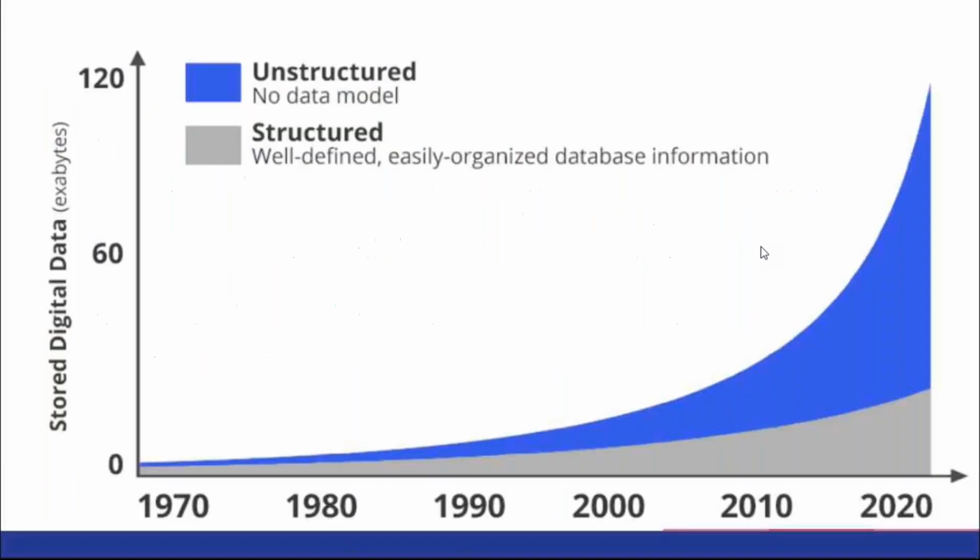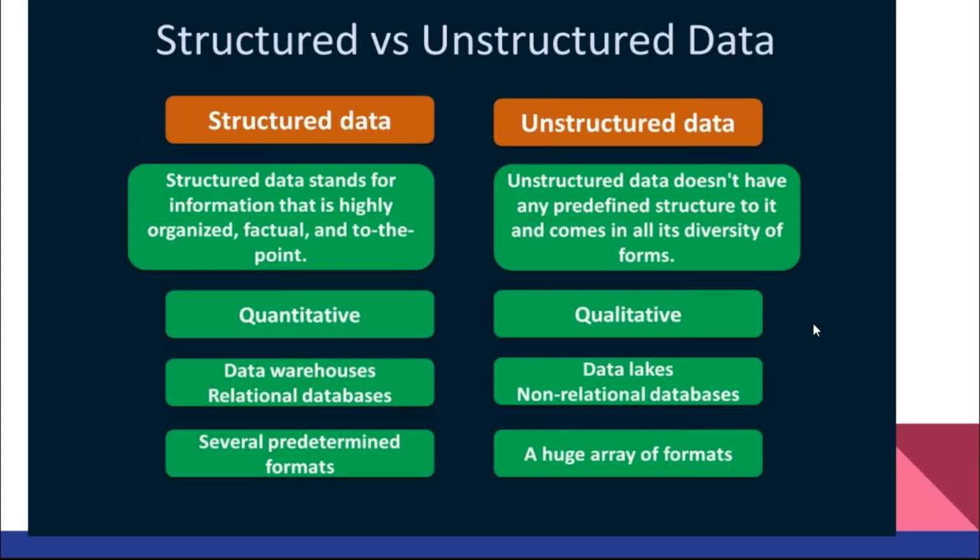And if you want to look at the graph, there is a difference between how the data is gathered in the structured and the unstructured form. You'll find that in 2020 and 2021 as well, 80% of the data is unstructured data. So what is the difference between these two, what is unstructured, what is structured data?